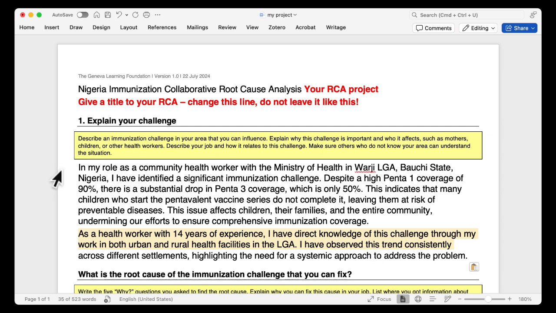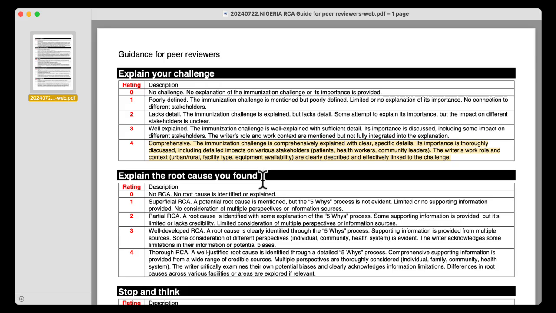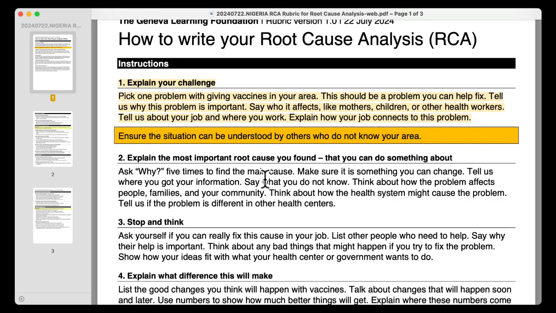So you see, you need to write this up for your own situation, your own challenge. But this is how you use the different tools that we've looked at, the guidance, but it all starts with how to write your root cause analysis. So this is for the first part. Now, the second part is to explain the most important root cause that you found.